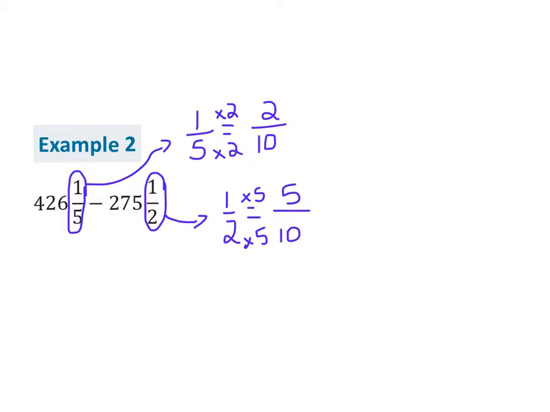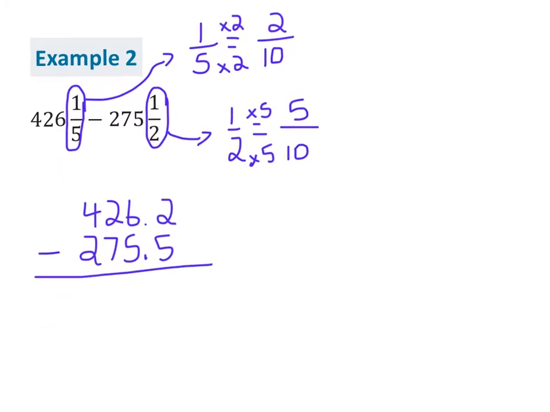And now I can rewrite my problem as a decimal, because 1/5 is equal to 2/10, and 1/2 is equal to 5/10. And now I have a place value. So I'm going to write it as 426 and 2/10 minus 275 and 5/10. And at this point, it's just a matter of subtracting the way we know how to subtract.